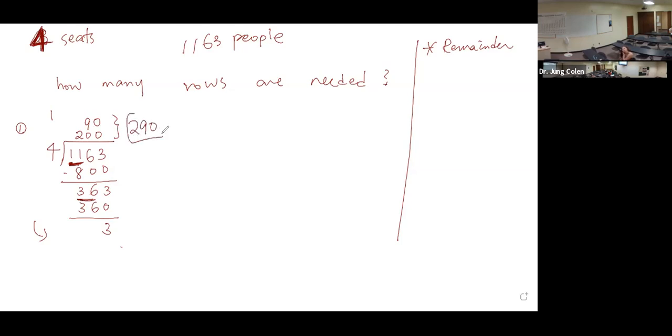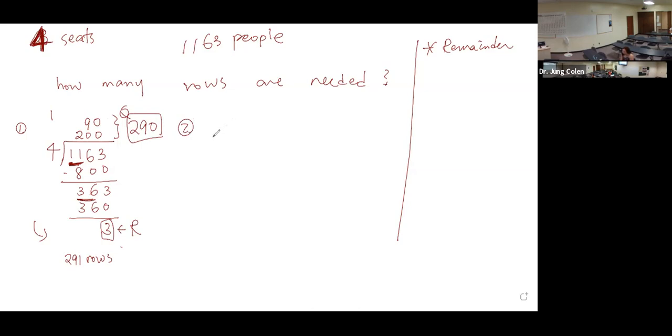290. And the remainder is 3, right? So in this case, how many rows are needed? 291 rows. Right? Very good. So that is a partial quotient. And Lindsay, how did you solve this problem?